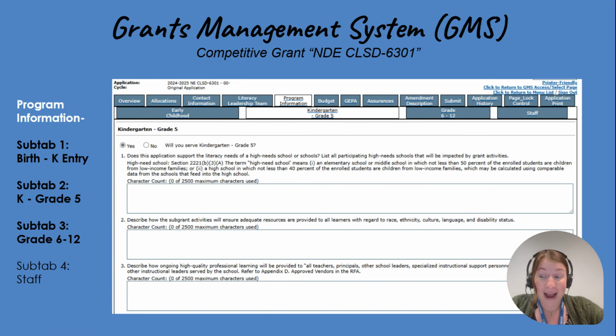This tab has 4 subtabs, 1 subtab for each age band, and a staff page. As an applicant, you'll need to go into each age band and answer the first question: Will you serve this age band? If you mark yes, more questions will generate. If you answer no, the questions will remain hidden. So what is the best way to answer these questions?